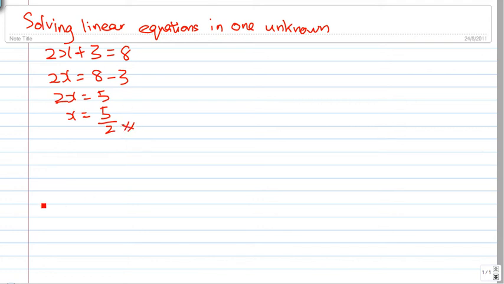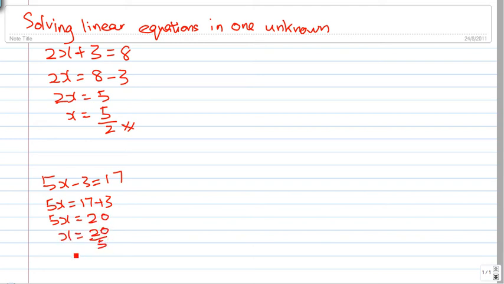Yet another example is 5x minus 3 equals 17. So let's make 5x the subject. Always isolate the term with the variable. 5x equals 17 plus 3, so 5x equals 20. x equals 20 divided by 5. x equals 4.